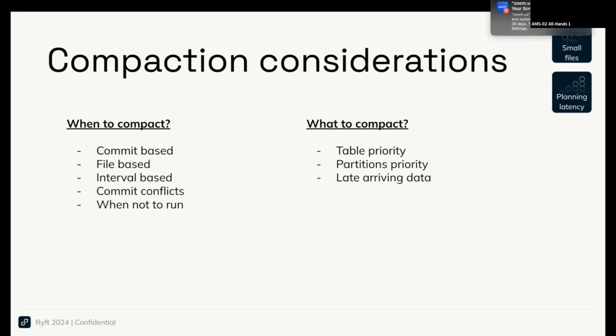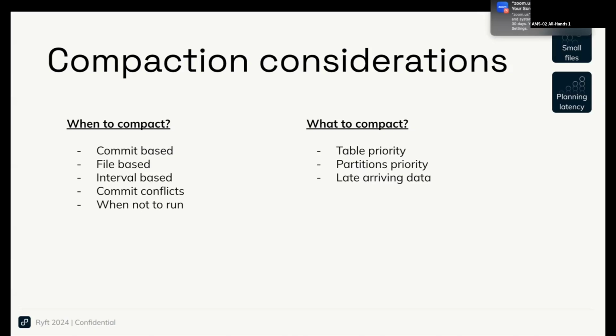Some more considerations for compactions. Basically, when you think about compaction, you have to think about 2 or 3 things. The first one is when to compact, second is what to compact, and actually a third one, which we're not going to cover here, is how to compact. So when to compact, there are tons of different strategies available. You can do it based on commits, based on files. You can do a time-based compaction.